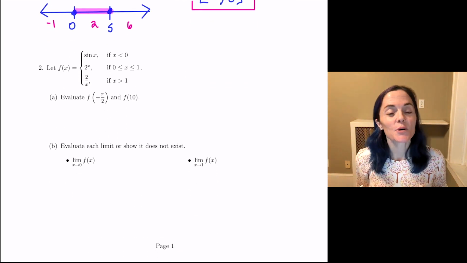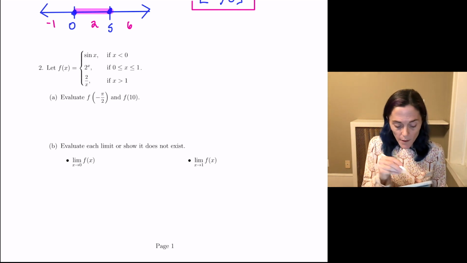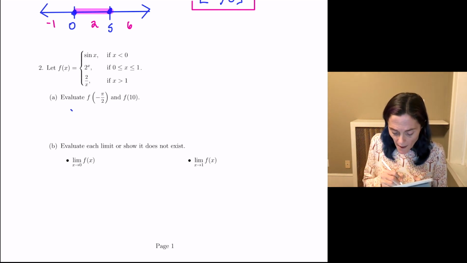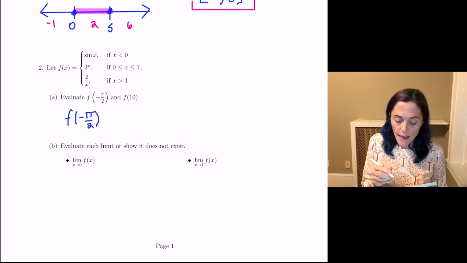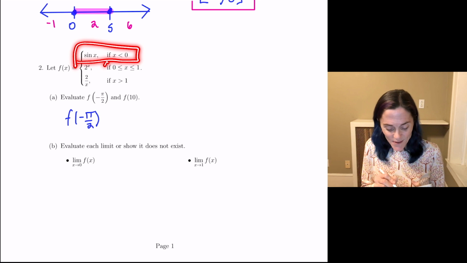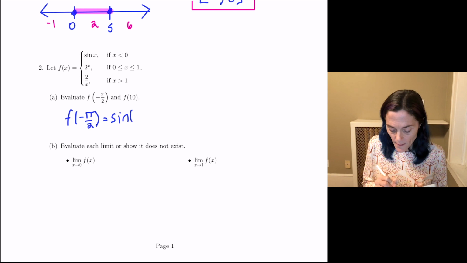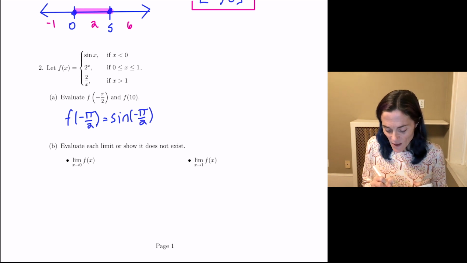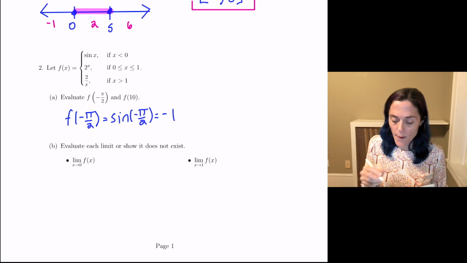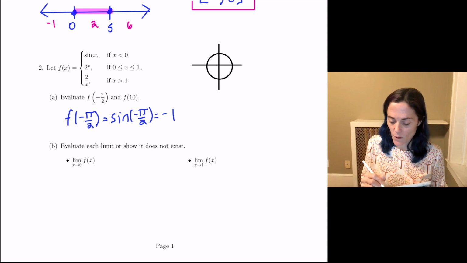Okay, number 2, we have a piecewise defined function that we want to evaluate, and then we also have some limits. Wonderful. Well, to evaluate f of minus pi over 2, that would be a negative number that is in this interval. So the formula that we use is sine of x. This would be sine of minus pi over 2, which is -1. If we think about a unit circle, we are down here.